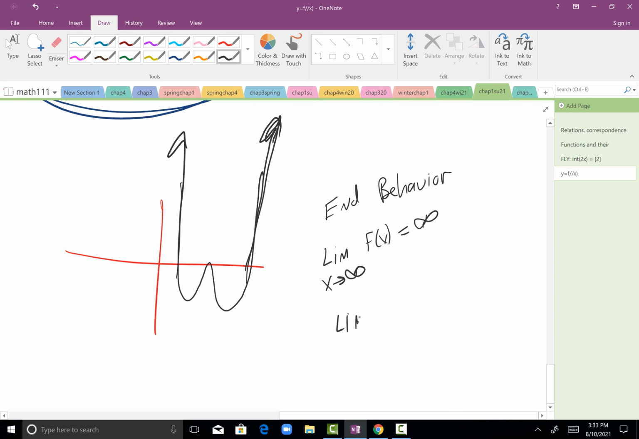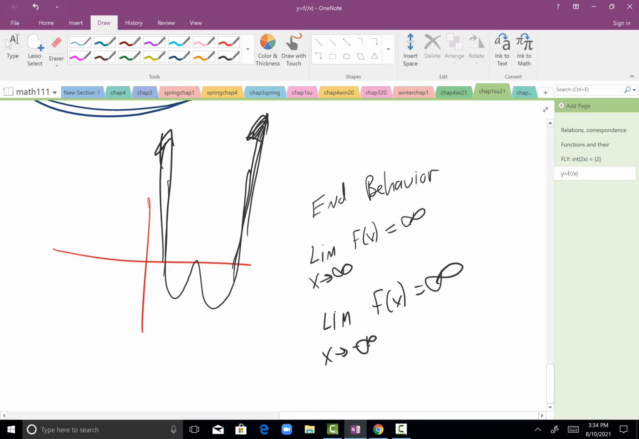All right, so now the limit as x approaches negative infinity of f of x is also going to be positive infinity because, again, it's both opening up. All right, open up, open up. That's how you write it.